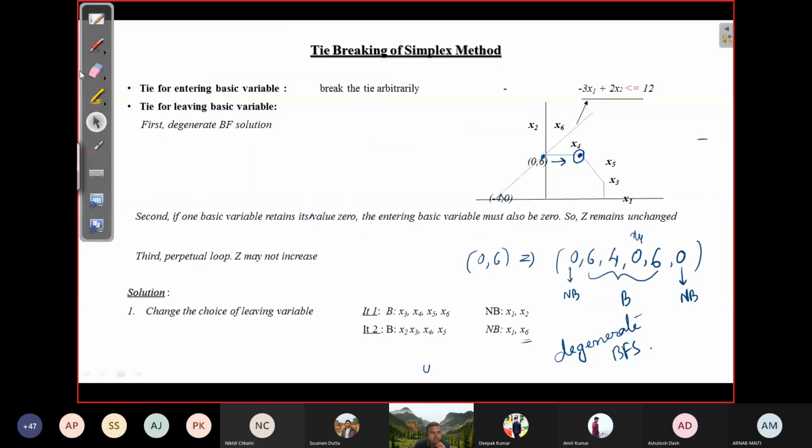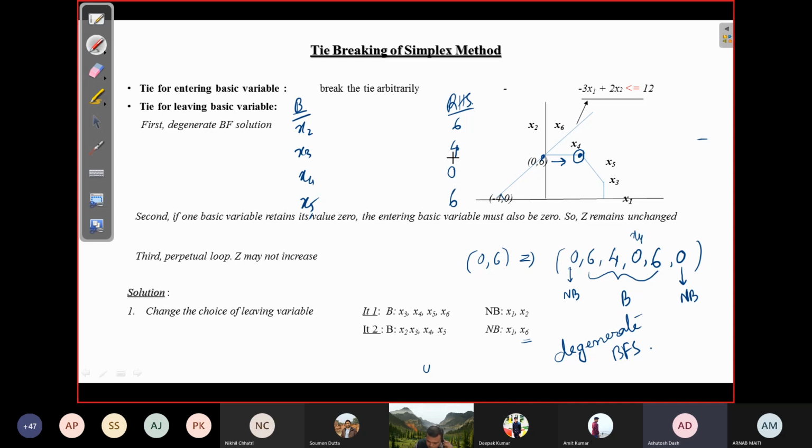Just 1 minute, let me write here. At iteration 2, what was your right hand side? In iteration 2, x2, x3, x4 and x5 were in the base. And what was the right hand side? For x2, the right hand side was 6. For x3 it was 4. For x5 it was 6. And for x4 it was 0.